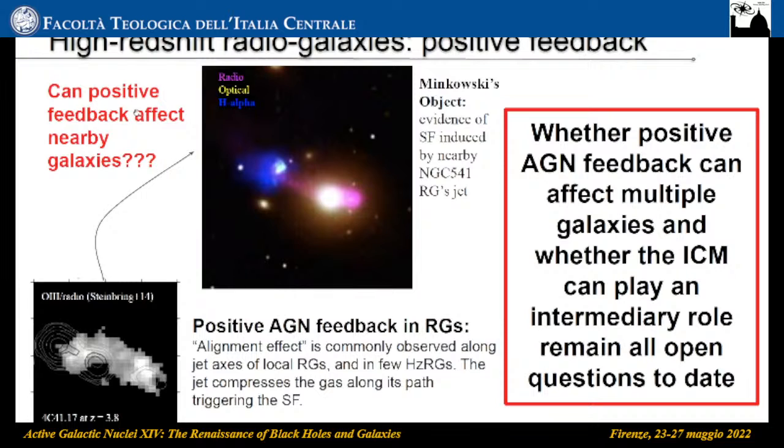So we don't know if actually this is just a peculiar case due to the perfect alignment of the radio jet with the galaxy, or if this effect can enhance the star formation of multiple galaxies in distant protoclusters, and what is the incidence of this effect on the overall galaxy evolution in distant clusters. So in order to investigate this process, we need to probe several mechanisms that emit in a wide range of frequencies.